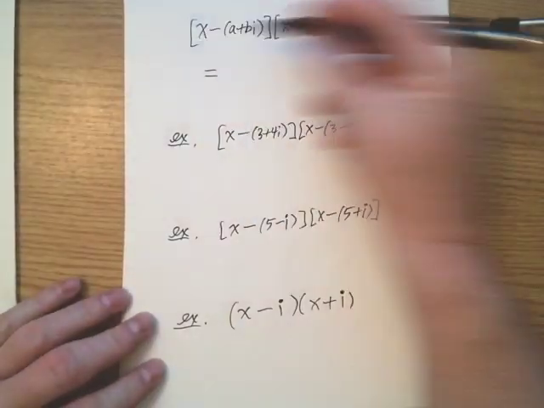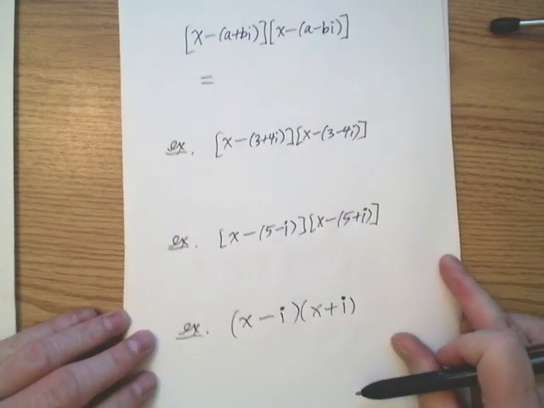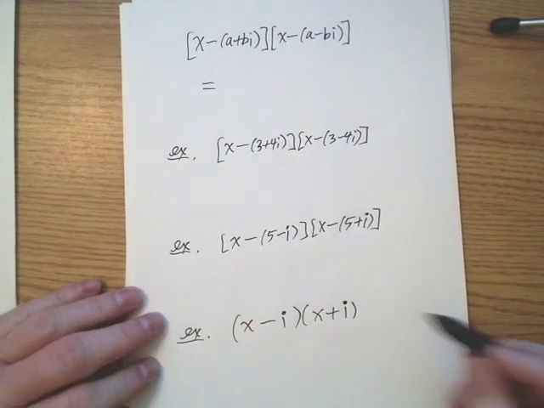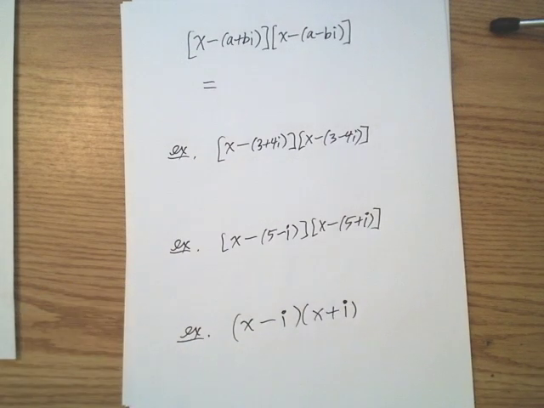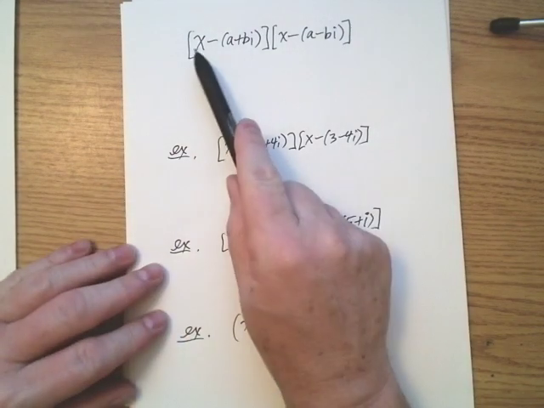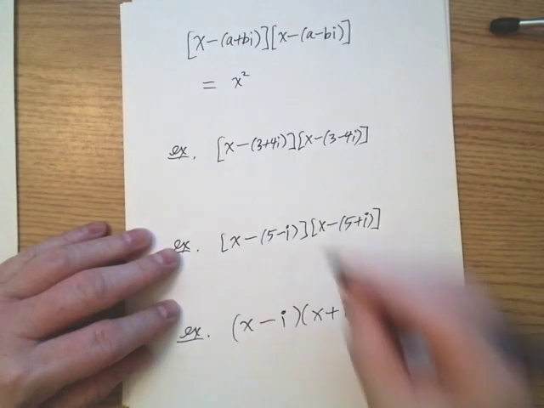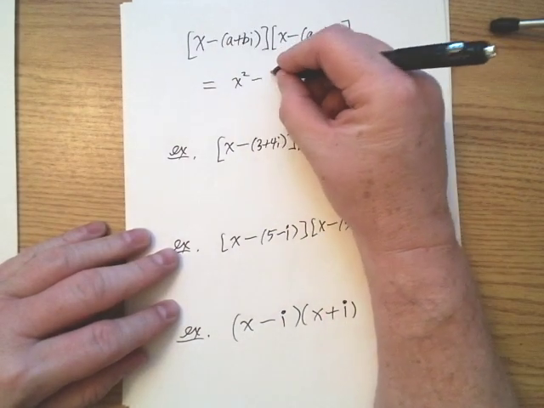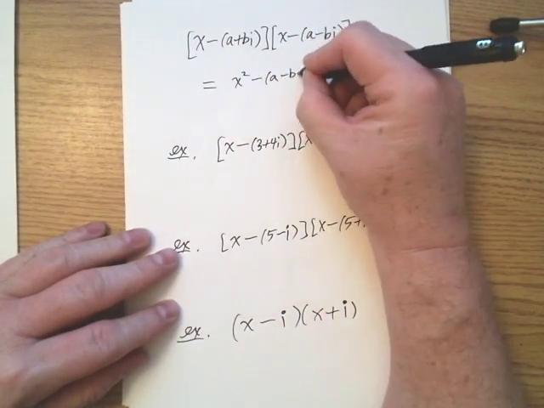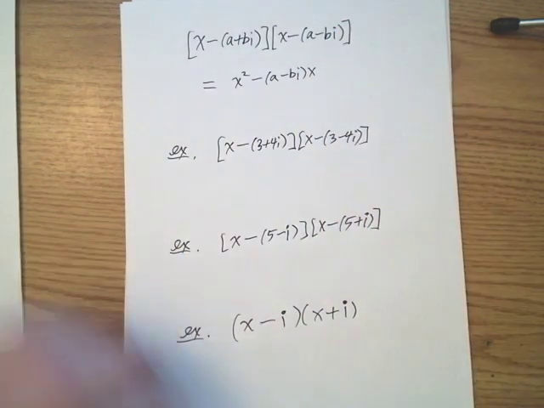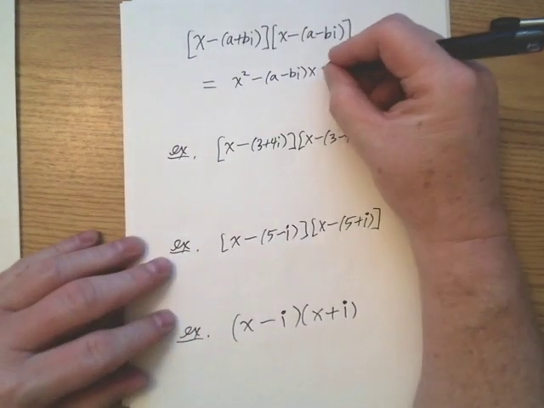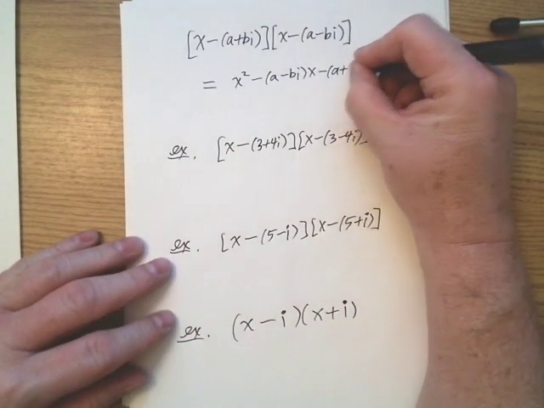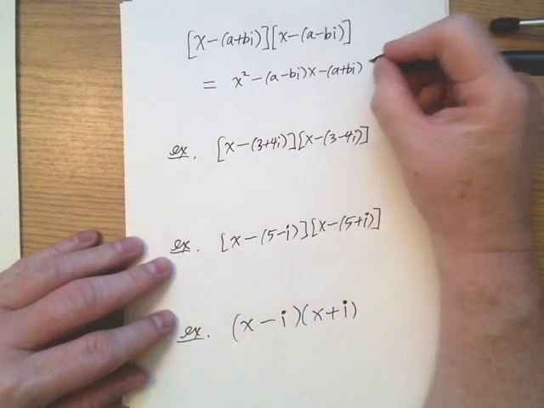Okay, now what if I was to actually multiply these two together? Let's create a formula for that. Well, all we're going to end up doing is basically using the distributive property, or if you want, quote-unquote FOIL. Okay, x multiplies on x gives x squared. And then x multiplies on this. That's negative a minus bi x. Okay, done multiplying with this x. Now I've got to multiply by this guy, the entire quantity, minus a plus bi. That multiplies first on x here.